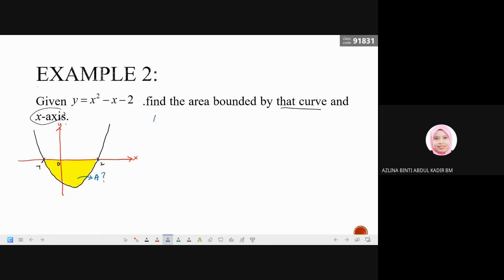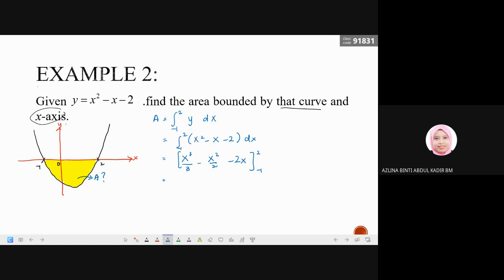So, area is equals to, okay, integrate from where to where? Limits of integration from negative 1 until 2. Okay, negative 1 until 2 on what? The x-axis. So, when it's on the x-axis it means integrate with respect to x. The function must be y, y in terms of x. Okay, so negative 1 until 2 of x squared minus x minus 2 dx. Okay, the same. X cubed over 3 minus x squared over 2 minus 2x. Integrate from negative 1 until 2.